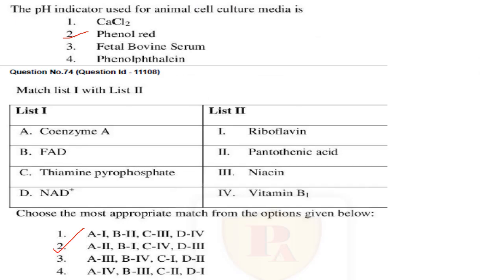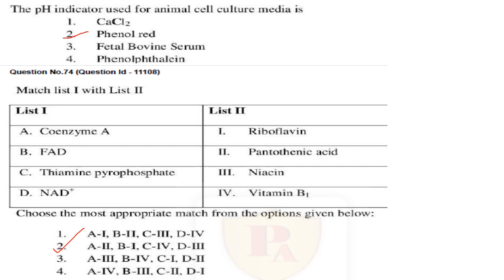Next one. The pH indicator for animal cell culture media is phenol red. Answer is option 2.